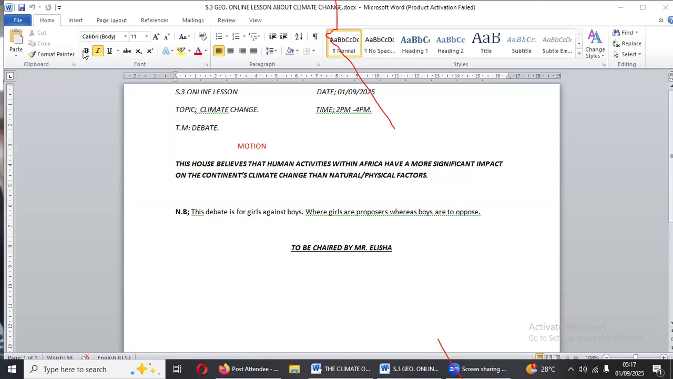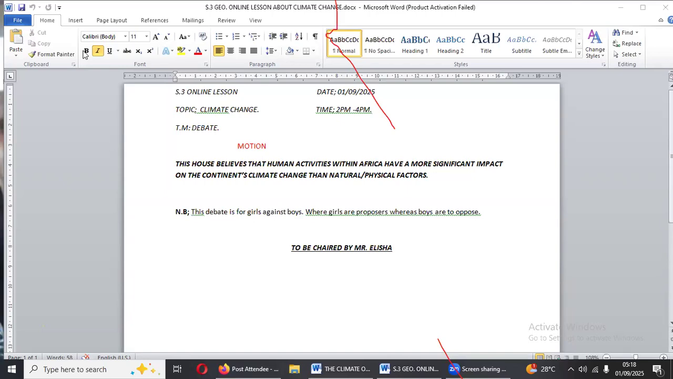Protocol observed, this house believes that human activities within Africa have a more significant impact on the continent's climate change than natural or physical factors. My first point is that there are factors affecting the climate of Africa, and these factors can affect temperatures.